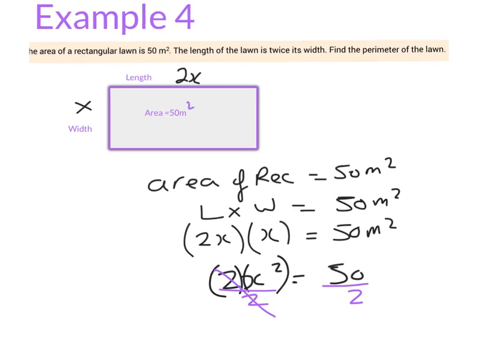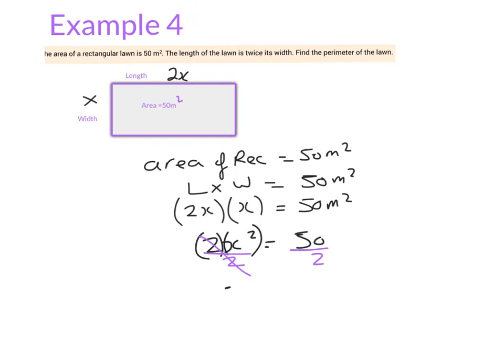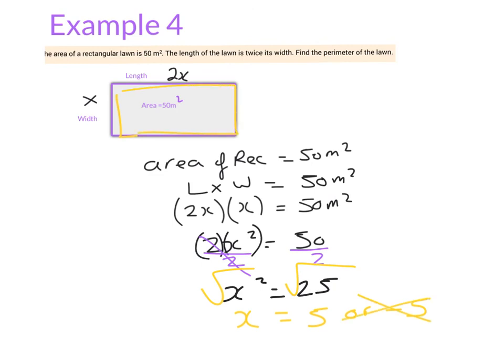They're going to cancel. And I'm going to get x squared is equal to 25, square root both sides, and I'm going to get x is equal to 5 or minus 5. Remember, you're going to get two answers when you square, because 5 squared gives me 25, but minus 5 squared gives me 25 as well. But obviously we know that we're dealing here in distance and length, and that can never be negative. So my correct answer is 5.